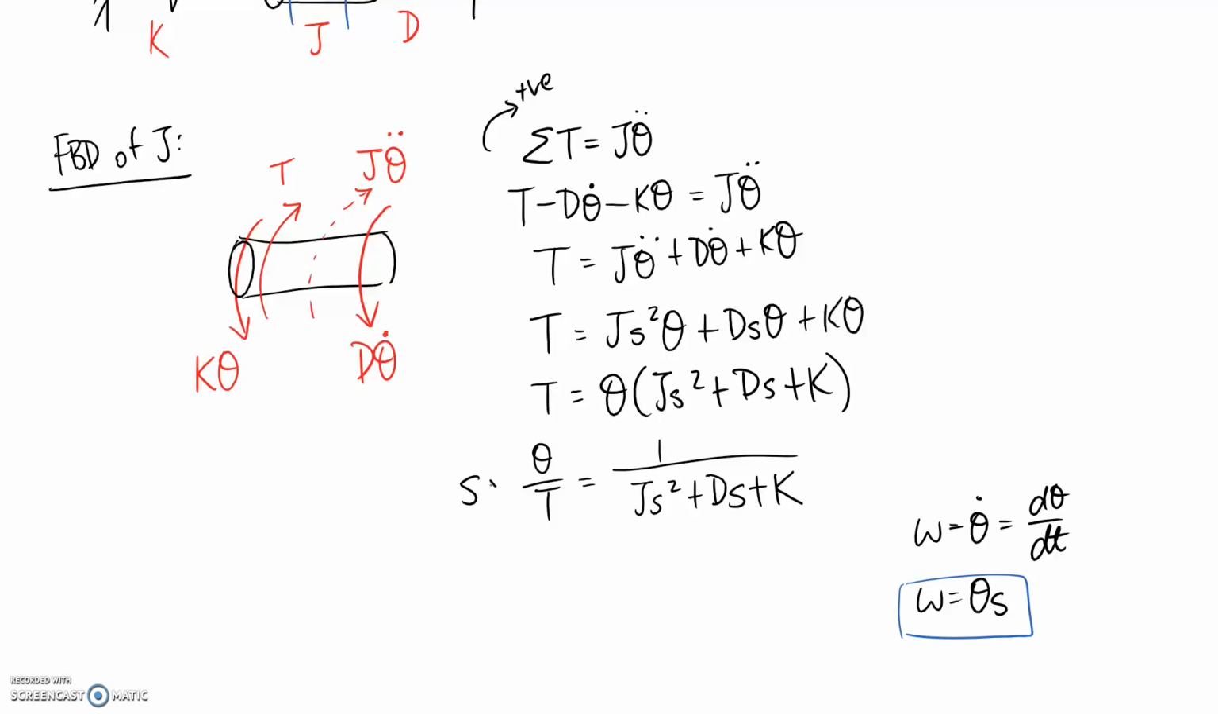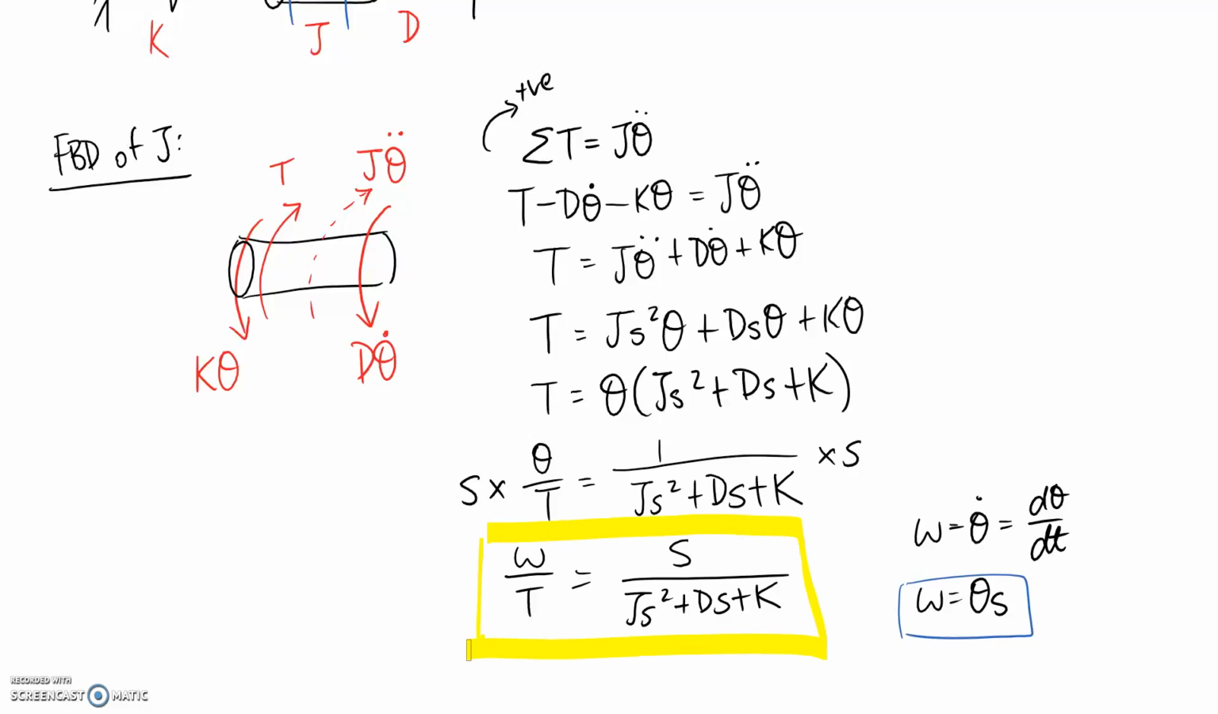So if I multiply both sides of the equation by s, I'm going to have that situation. So this here becomes omega, T remains the same, and I'm just going to end up with an extra s on the top line for the transfer function. So this here is my answer for relating those properties together.